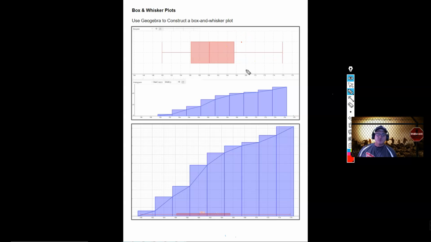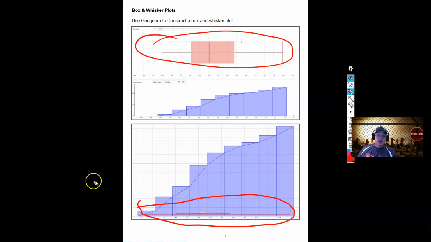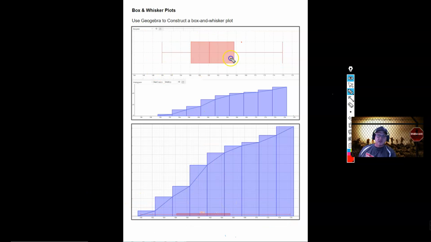Now, the next thing is this graph right here, like I said, shows us the same thing that we get when we do our histogram. And actually, down on this graph, I've got it superimposed on the cumulative frequency diagram that we did on Monday. So let's see how we draw this in GeoGebra.